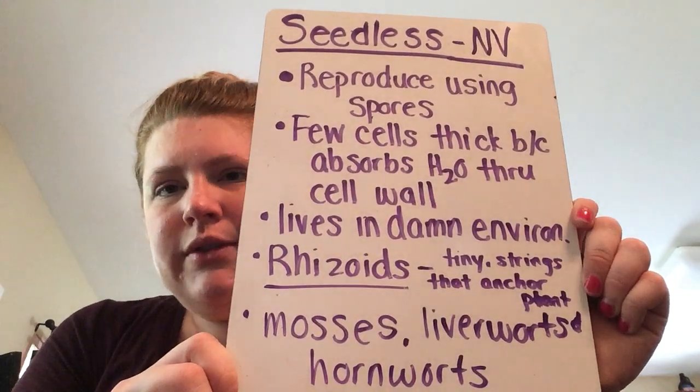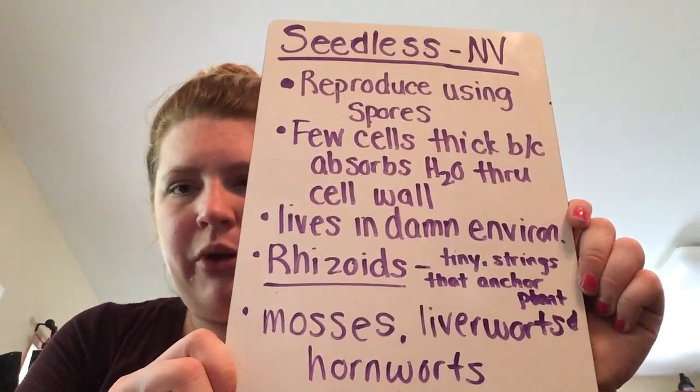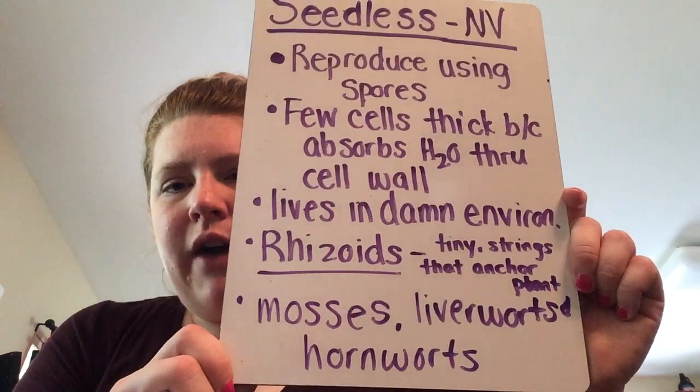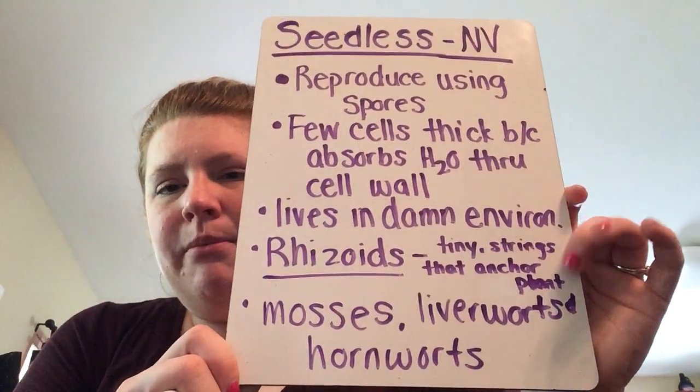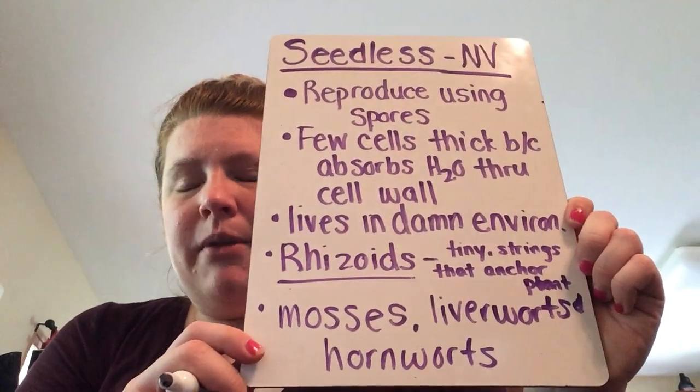They reproduce through spores. They're very thin, just a couple cells. The cell wall is what brings in the water. They live in damp environments. They are anchored down by rhizoids, and they don't have roots. Examples of a couple of them.